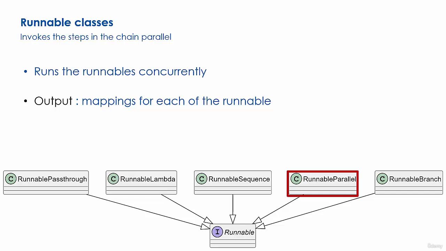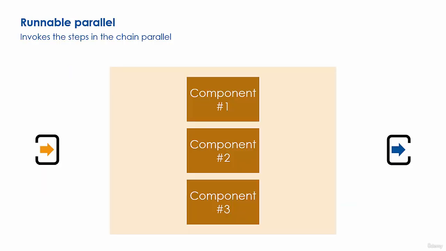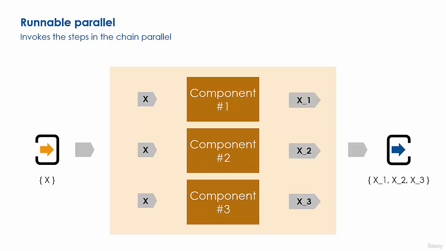Let me explain it with an illustration. Components in the chain that I have depicted here are executed in parallel with the same input X. Each of the components then generate the output independently. And the final output is a dictionary with the output from each of the components in the chain. Let's check out the working of runnable parallel in code.